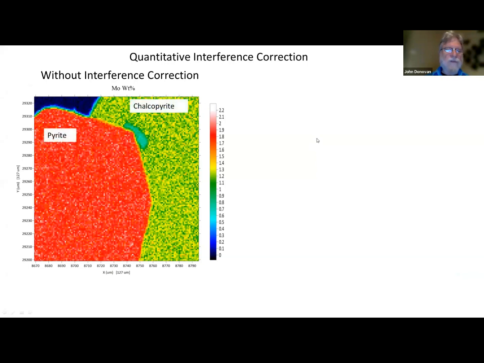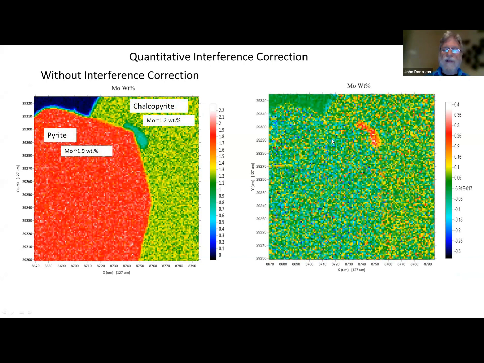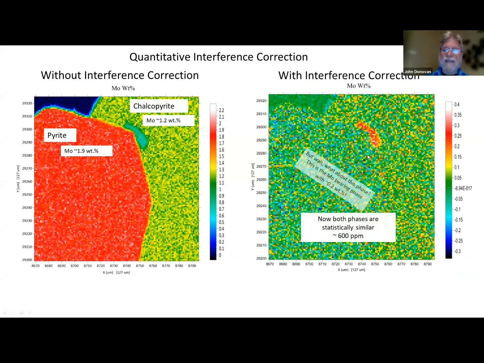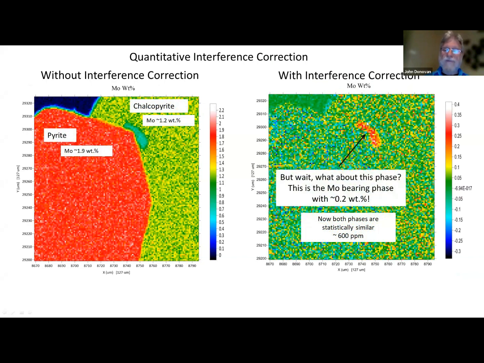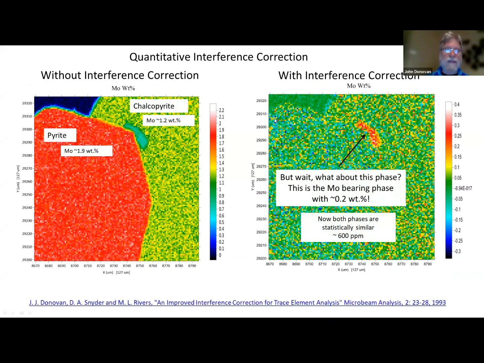This is pyrite. Here's your chalcopyrite. We would think that there's 1.98% molybdenum in here and 1.2 here, but when we actually apply the interference correction, we see there's essentially no molybdenum in there, and in fact, the phase that actually has the molybdenum is this phase right here, which was the low concentration before. So there you go. Yeah, 1993.